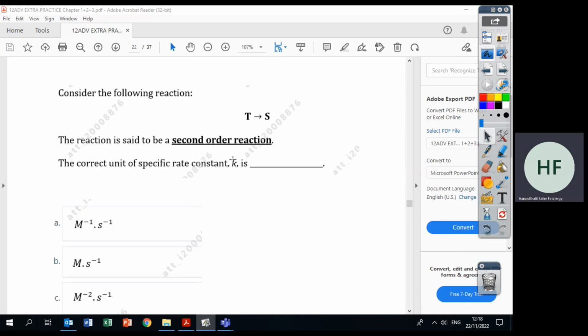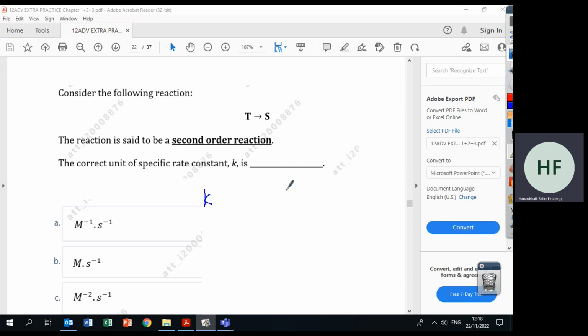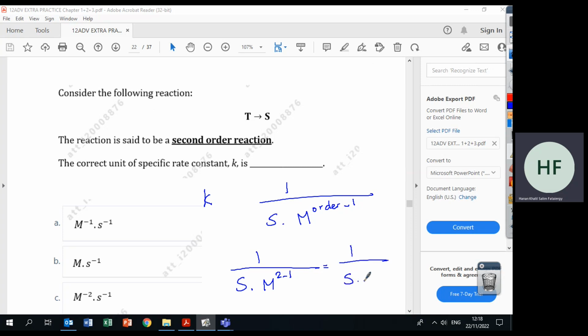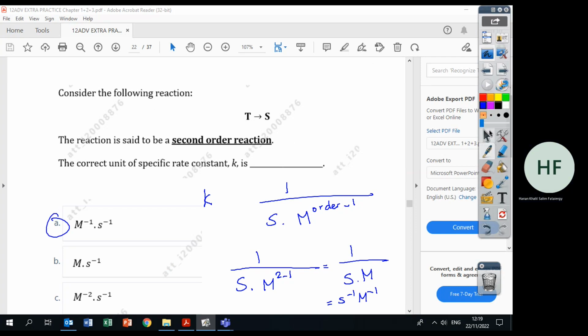Okay, now this is a second order reaction. I need to identify the unit of K. Remember, in the rate constant K, the unit is 1 over S times M to the order minus 1. Always remember this. So 1 over S times M, the order is second, 2 minus 1. So this is 1 over S times M. If you bring S and M above, it will be S minus 1, M minus 1. So this is the correct answer.